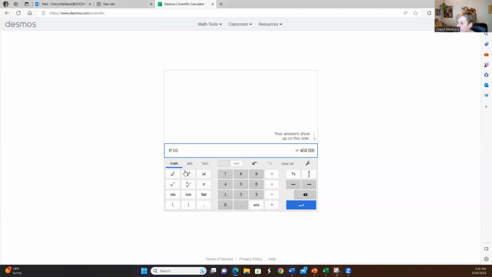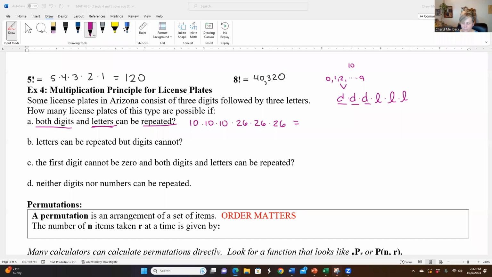we can go 10 to the third times, oops, we didn't want that. Let's go 10 to the third times 26 to the third. And we get 17,576,000. That is a lot of license plates. Let's look at our next example.